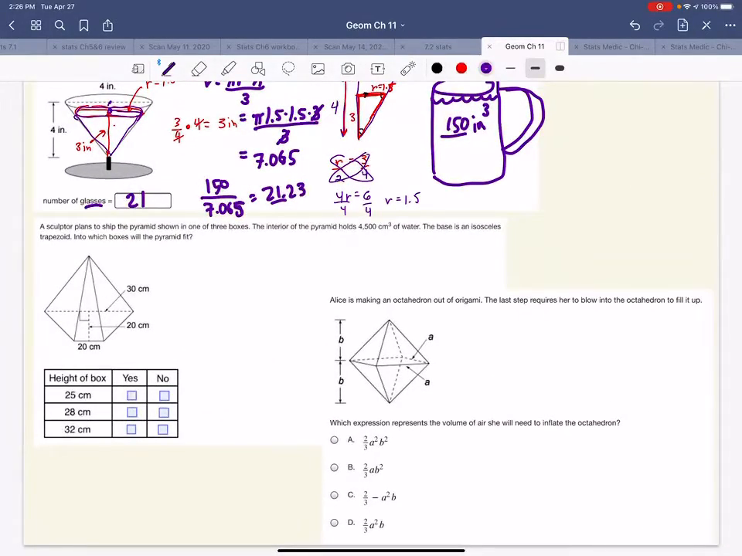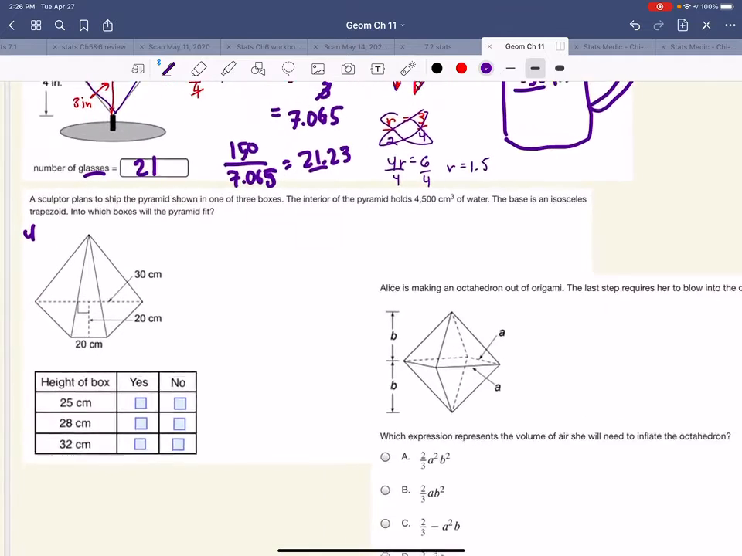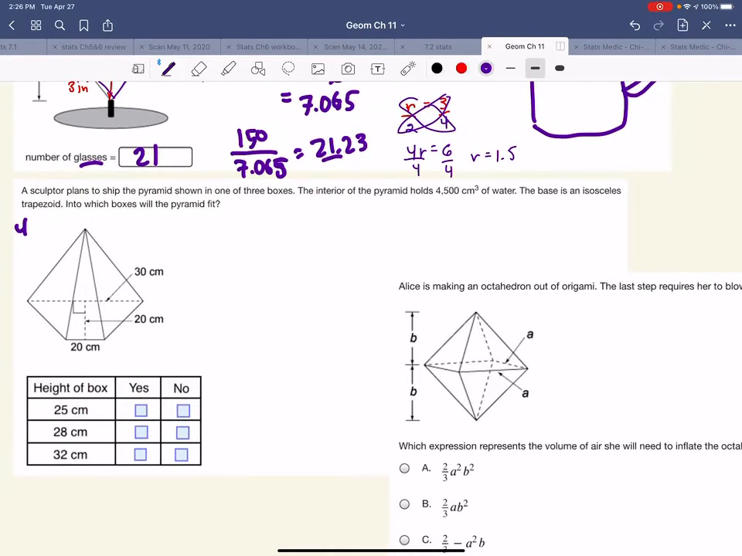Let's take a look at our next question. Question number 4. A sculptor plans to ship a pyramid shown in one of 3 boxes. And we know it holds 4,500 centimeters cubed of water. The base is an isosceles trapezoid. Okay, so I think we got one like this yesterday, right? Our trapezoid is a confused rectangle.